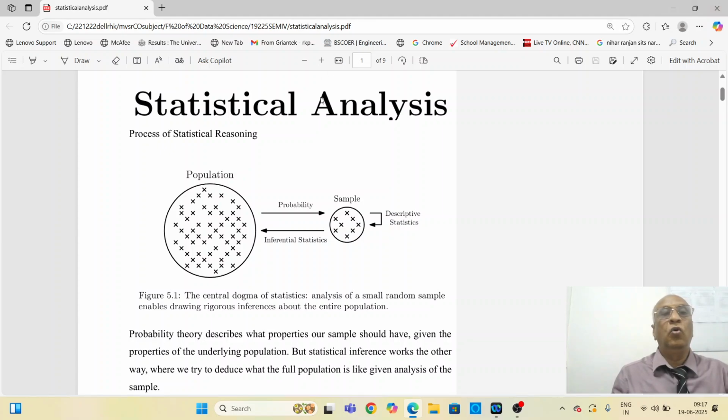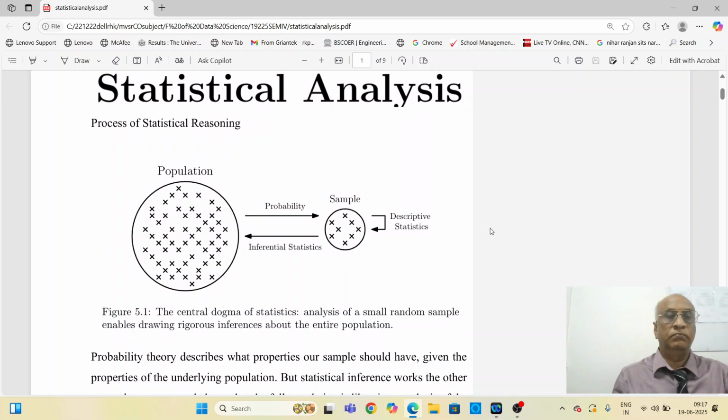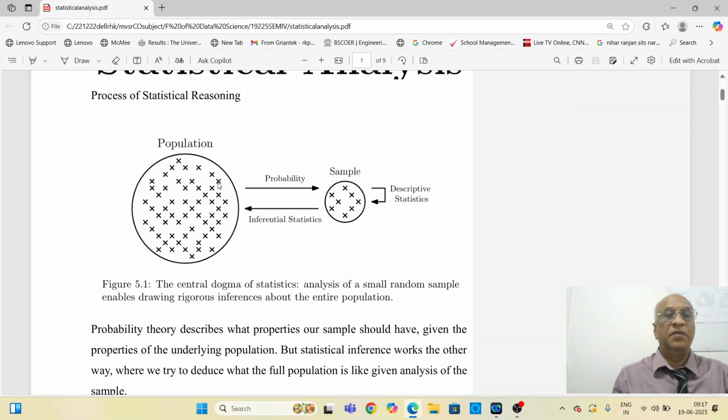Today we'll look at statistical analysis. If you look at this diagram, it depicts the process of statistical reasoning. Let us say this is the entire population.